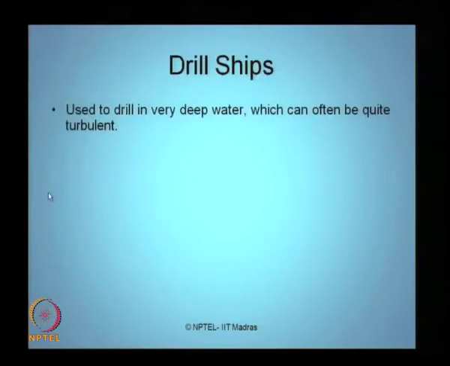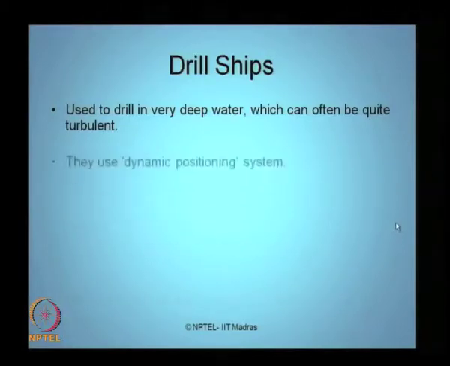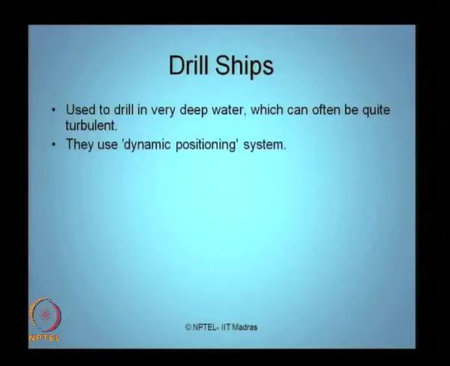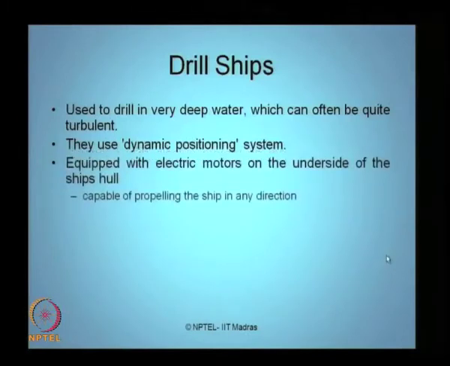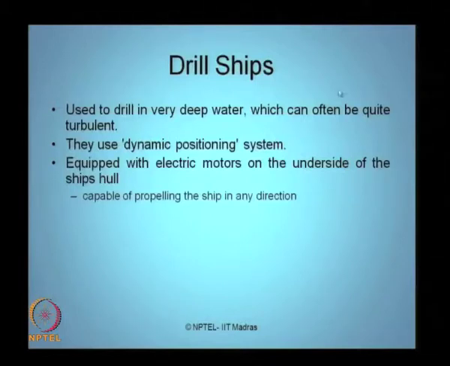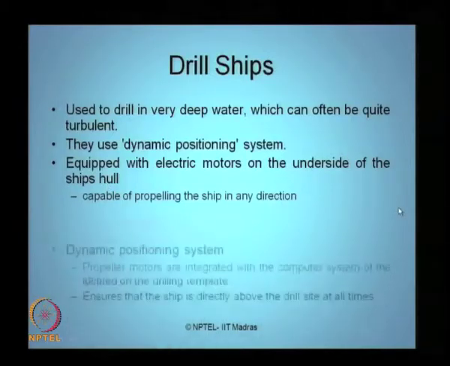Drill ships are actually used in very deep waters which can be quite often turbulent. In that case, to keep them in position, we use what is called a dynamic positioning system because of the turbulence effect in deep waters. What is a dynamic positioning system? Dynamic positioning system is a complex algorithm which is equipped with electric motors on the underside of the ship's hull. It is capable of propelling the ship in any desired direction you want.